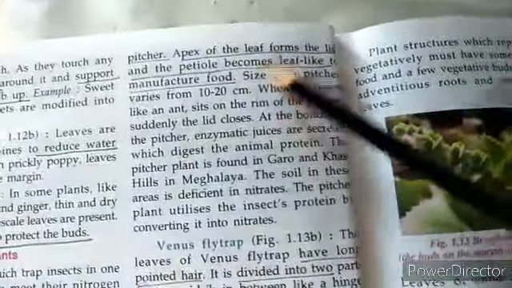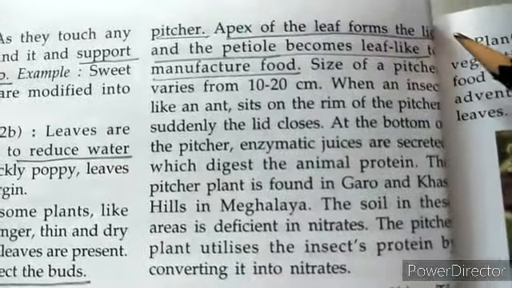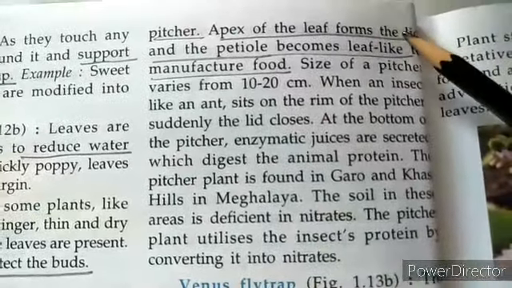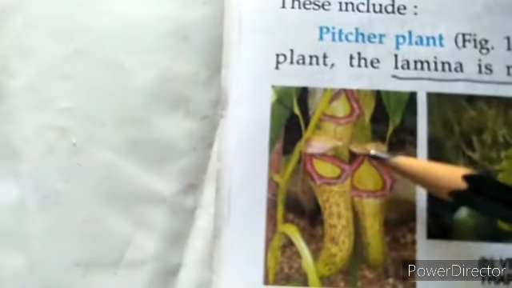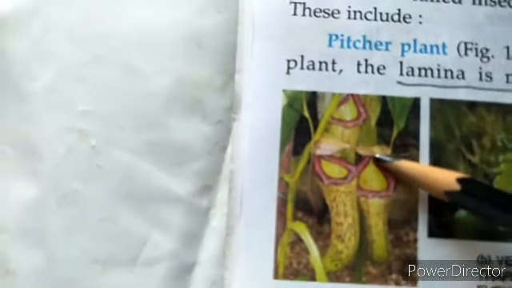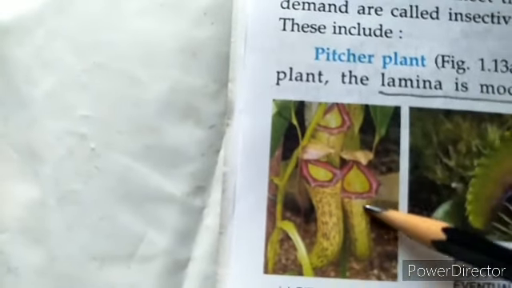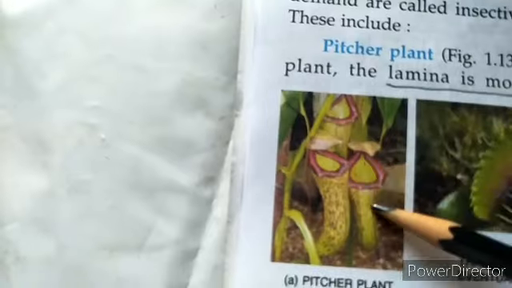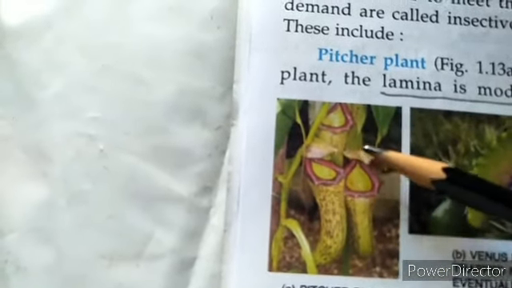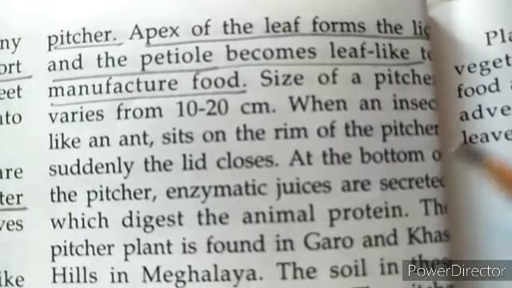And here, the apex of the leaf forms the lid. So over the pitcher there is a lid. This is the pitcher and this is the lid. So the apex of the leaf forms the lid, and the lamina makes the pitcher. Pitcher is made by lamina and the lid is made by the apex. Clear? Let's go further.